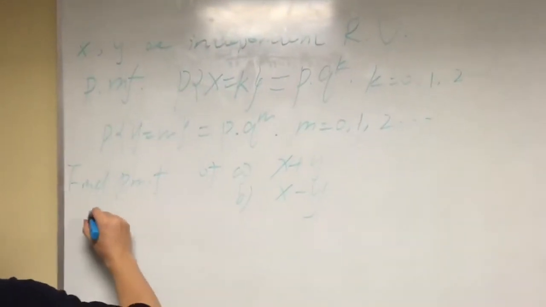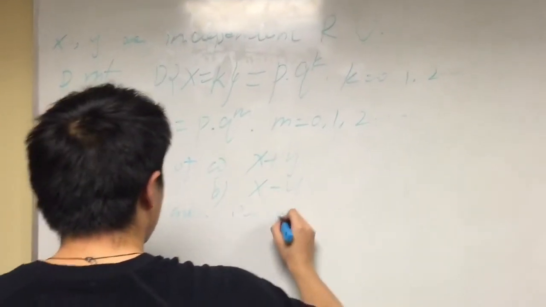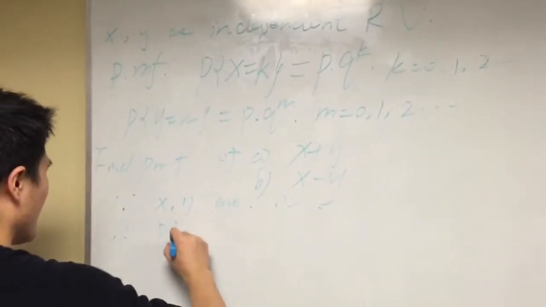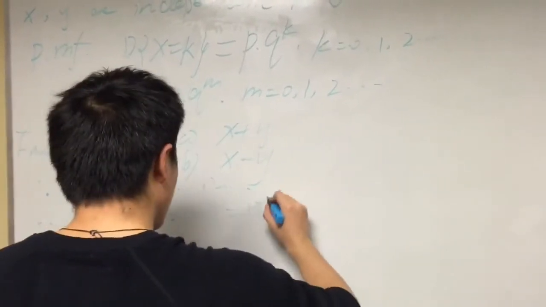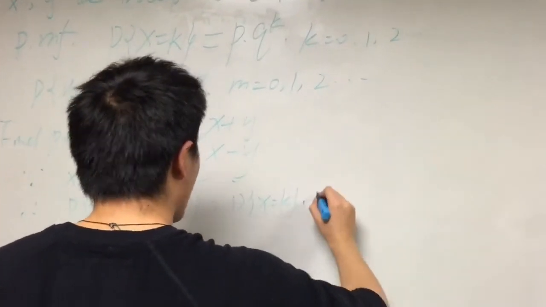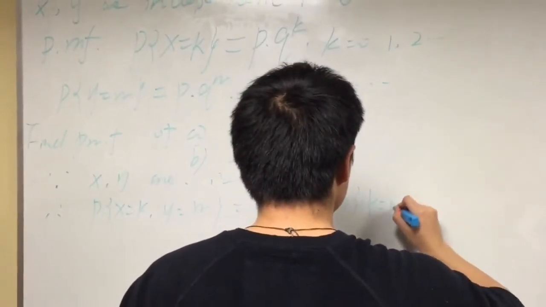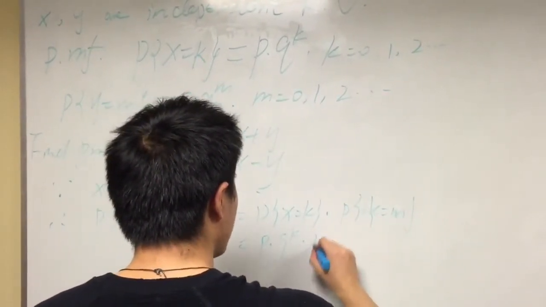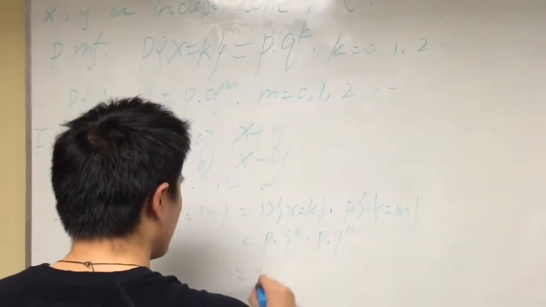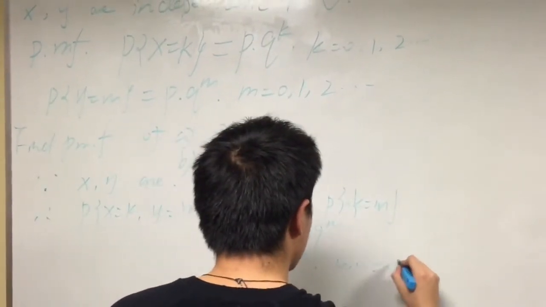Since we know that X and Y are independent variables, we can get P(X = k, Y = m) equals P(X = k) times P(Y = m), which equals p q to the k times p q to the m, which is p squared q to the power of m plus k, where k and m equal 0, 1, 2, up to infinity.